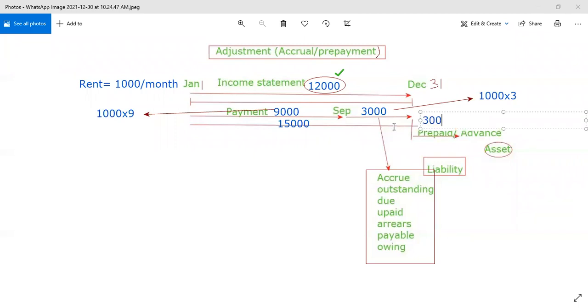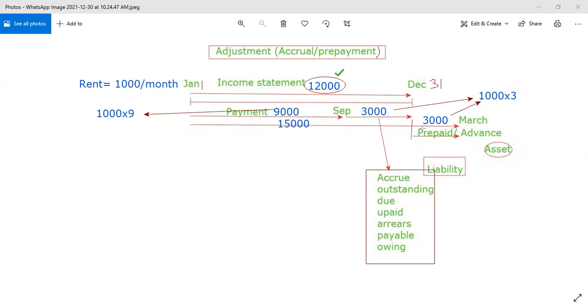So how much have you paid extra? 3,000. How is it 3,000? It is 1,000 multiplied by 3. To make it simple, I have taken the same 3,000 for 3 months. You have paid in advance, and 3 months you have paid. If 3 months you have to pay, that is liability. I told you that is the accrued. And in this case, you have paid 15,000.